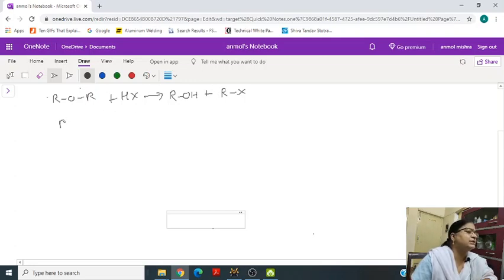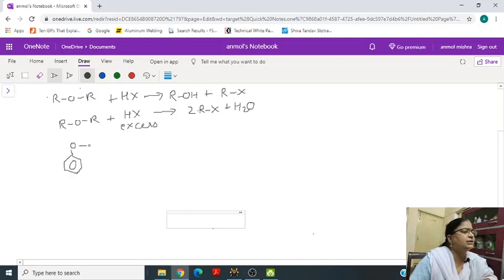But if excess of hydrogen halide is taken, both the molecules of alkyl halide are formed. Similarly, when aryl alkyl ether reacts with HX, it forms phenol and RX. So always ethers with two different alkyl groups are also cleaved in the same manner.